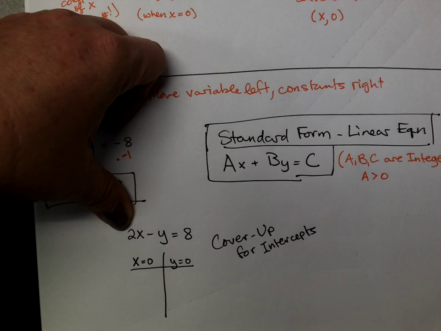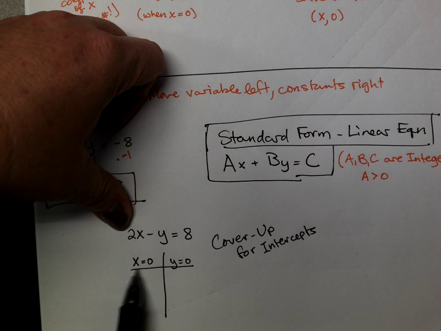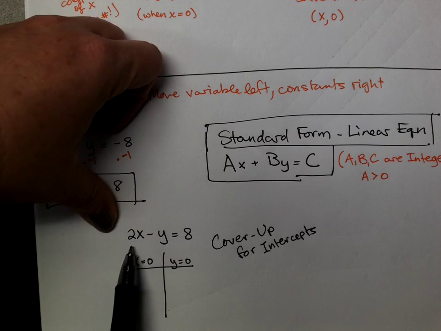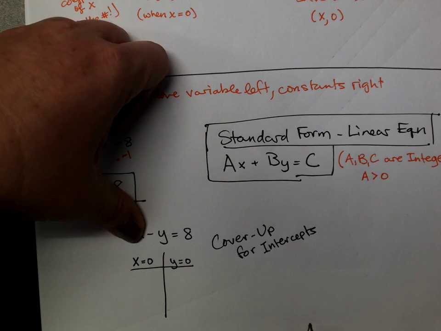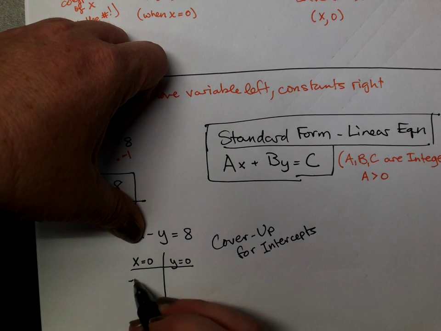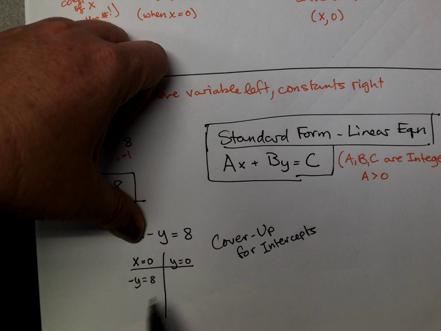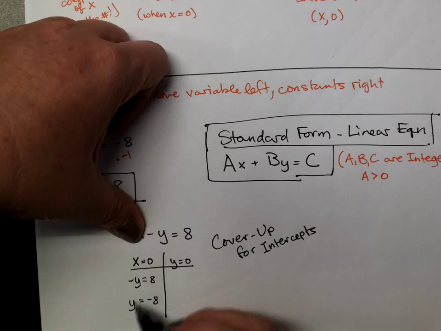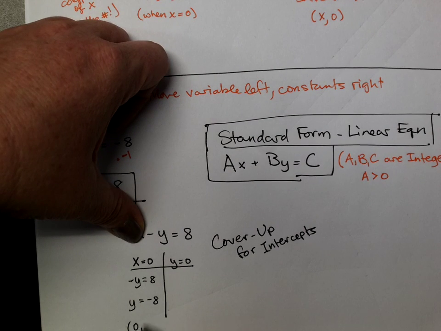Okay, so if x is 0, what happens to 2x? It goes away, right? So we cover it up. Don't cover up the negative. You cover up the 2x and you write down what you see. Negative y equals 8. And now the most you have to do is solve for y. Multiply both sides, or divide both sides, by negative 1, and you get y equals negative 8, just like we knew from the slope-intercept form. So there's x equals 0 and y equals negative 8, and that is your y-intercept.